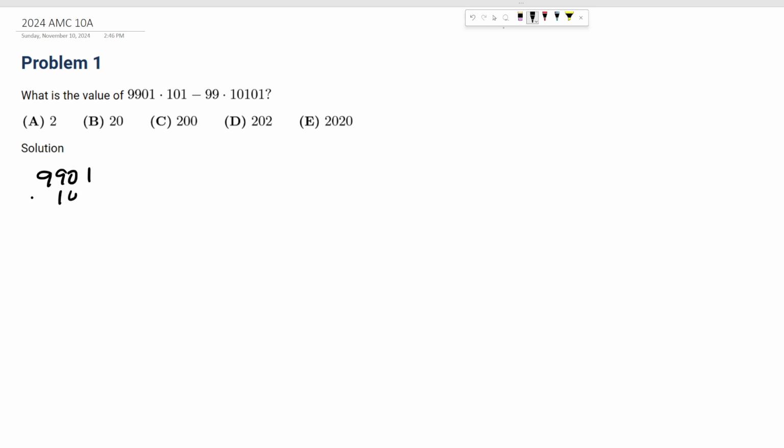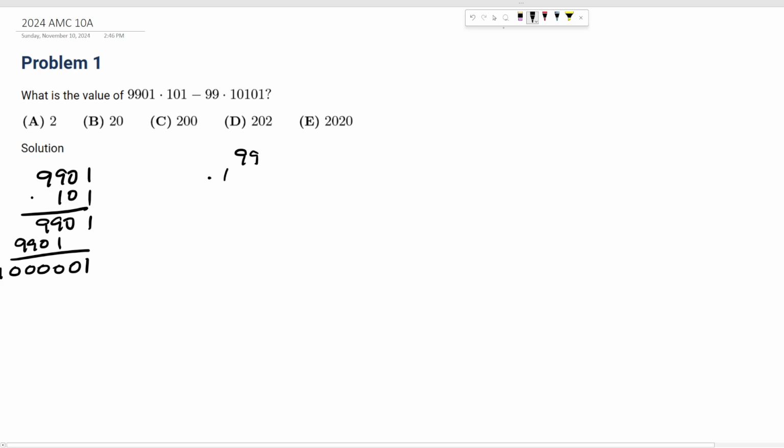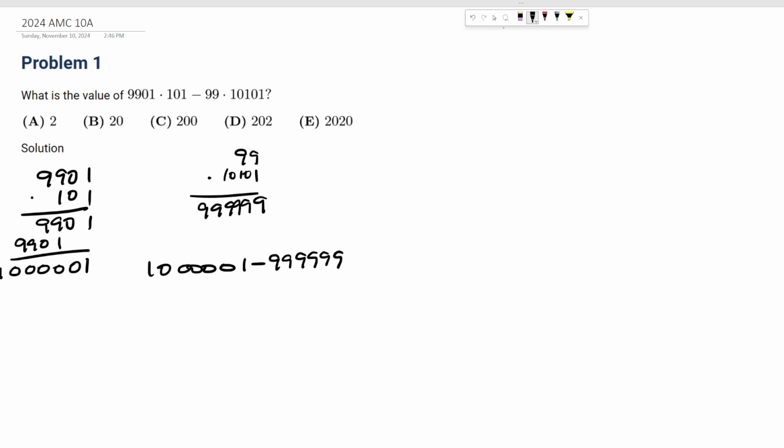So, 9901 times 101 is equal to 1, 0, 10 carry the 1, carrying the 1 each time. And then 99 times 10101, this is just 999999. You can figure that out. And if we subtract these, that's the right number of ones and zeros, I hope. If we subtract these, we find that the answer is 2.